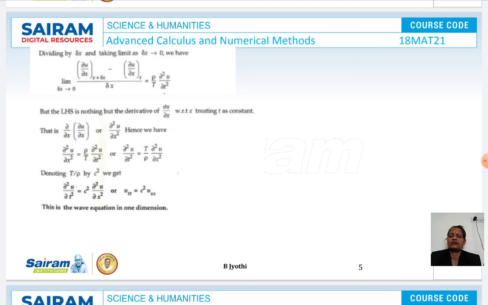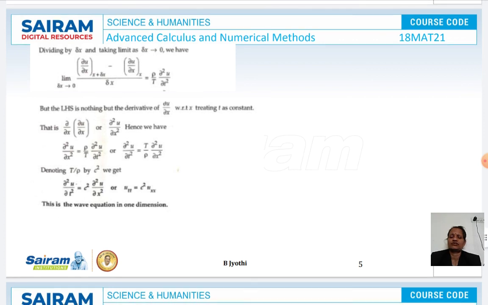Hence, we have del square u by del x square is equal to rho by T into del square u by del t square, or del square u by del t square is equal to T by rho into del square u by del x square. Denoting T by rho as c square, we get del square u by del t square is equal to c square into del square u by del x square, or u_tt is equal to c square u_xx. This is the wave equation in one dimension.